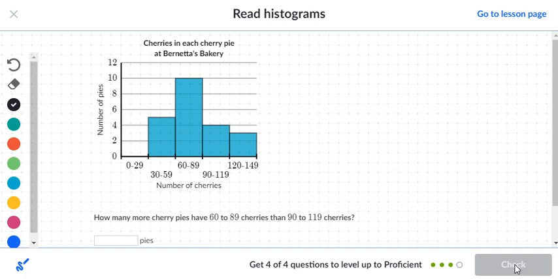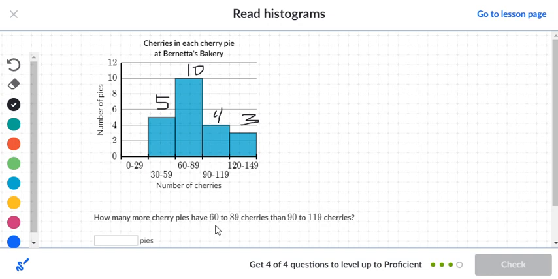Okay, next one. This talks about cherry pies, number of cherries here. So right here, the first column from 0 to 29, there's nothing shown. The second one, 30 to 59, that's between 4 and 6, so that's 5. From 60 to 89 is exactly 10. From 90 to 119 is 4. Now this does not fall on an exact number, so between 2 and 4 is 3.